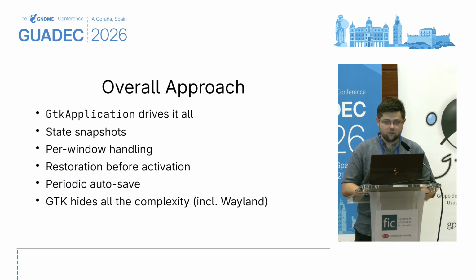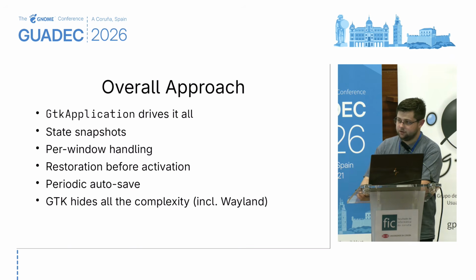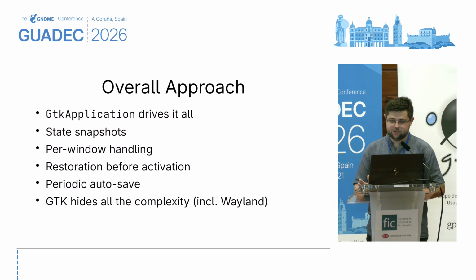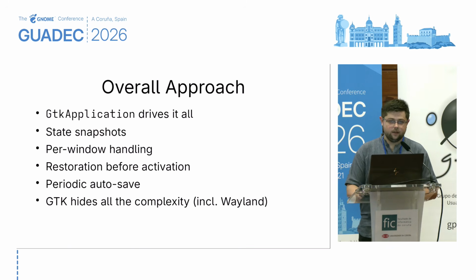So the overall approach with what I want to put into GTK is, first, GTK application drives it all. It talks to the portal, it handles the Wayland protocol, and so on. So it's built in that way. And it would be built around what I've been calling state snapshots. So the idea is that the app is running, it's in some state at any given moment in time, and then at that moment in time, GTK can decide, hey, I want to collect all the state, like snapshot the app as it is right now, serialize that, write it to disk somewhere to be later restored.